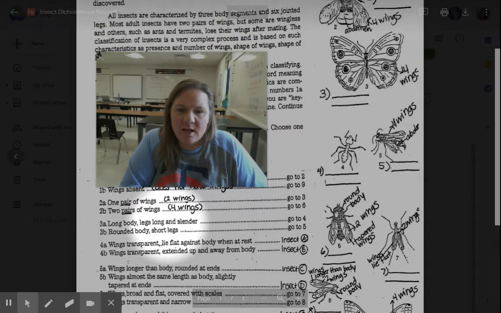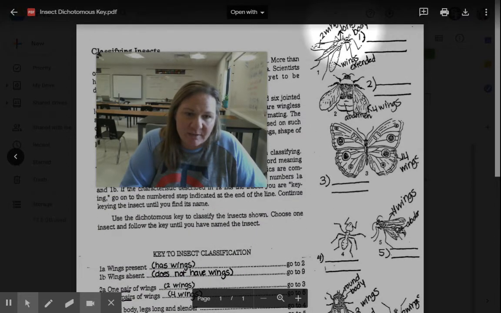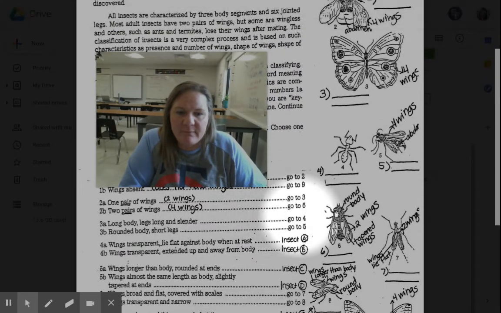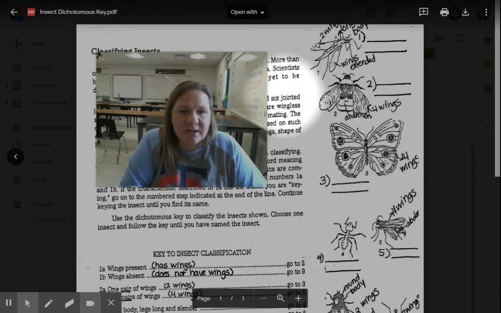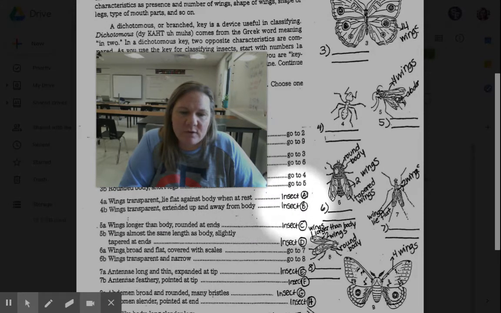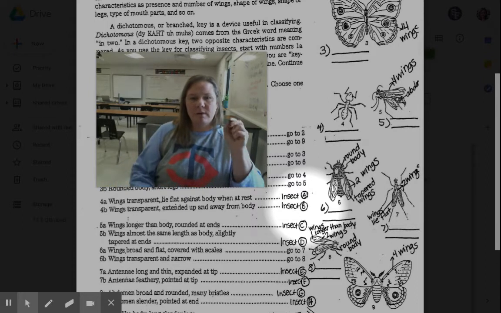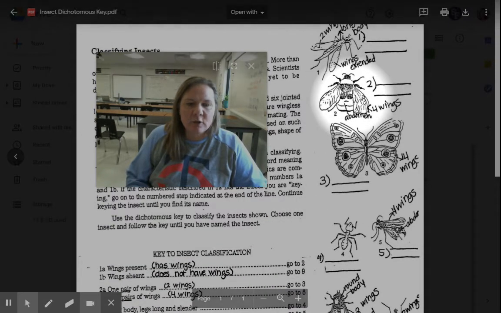Long body, legs long and slender, or rounded body and short legs. That's kind of hard to decide from a picture, but if you can kind of see my little note here, I said it has a long body. And therefore we go to step 4. 4, wings transparent, lie flat against the body, or wings transparent, extended up and away from the body. If we look at these wings, the wings are extended. They're not laying right next to the body. So the wings are extended up and away. So therefore number 1 is insect B. Number 1 is insect B. So pause the video here, write down number 1, write down B, and then we'll continue on to the next one. Number 2, which is clearly a bumblebee.